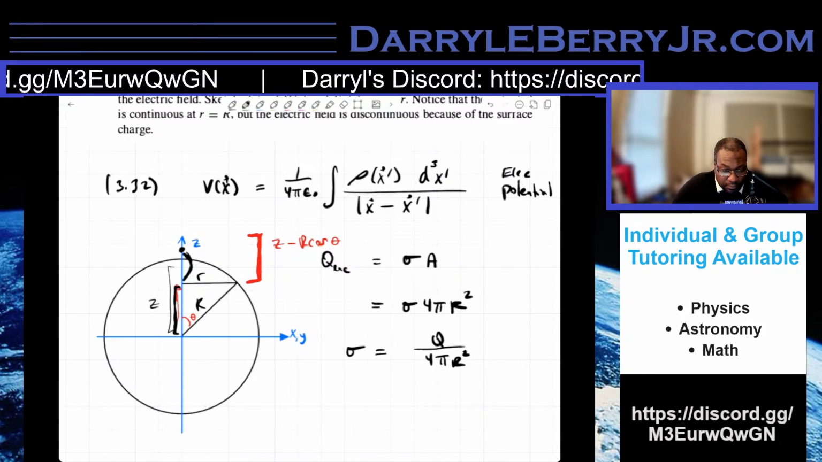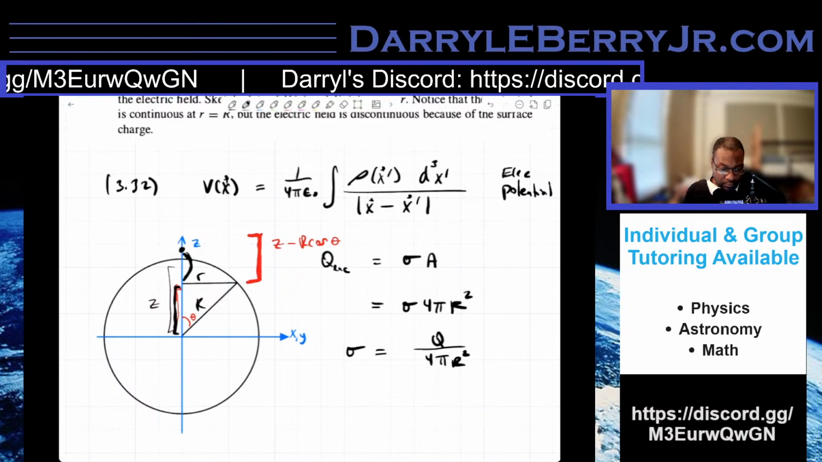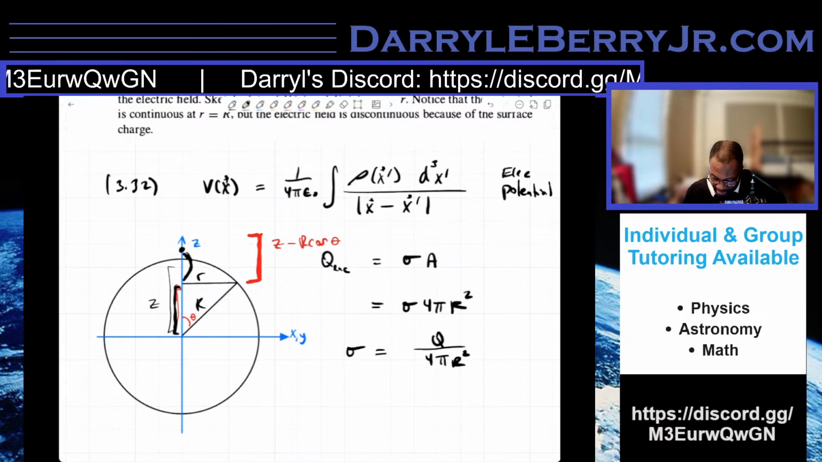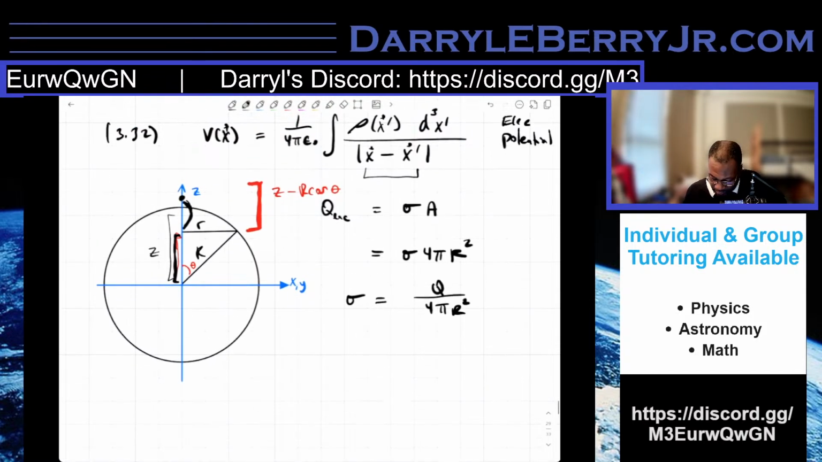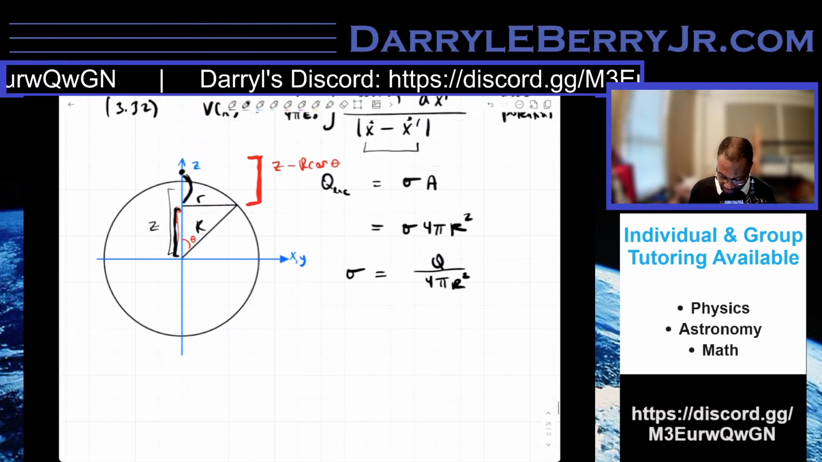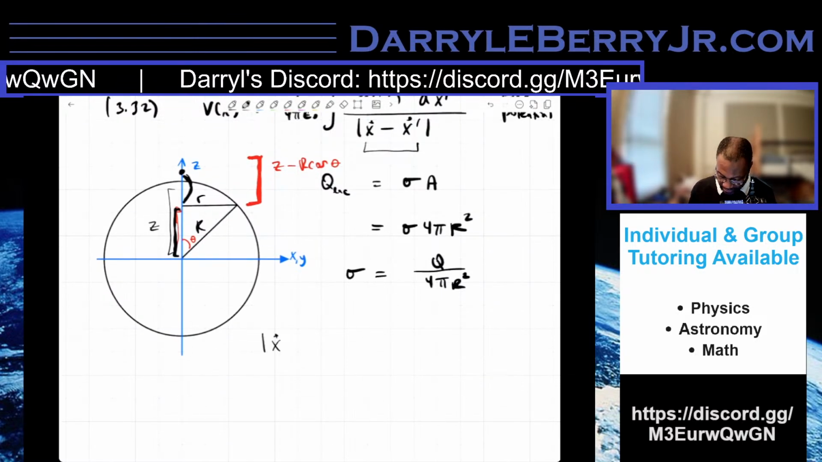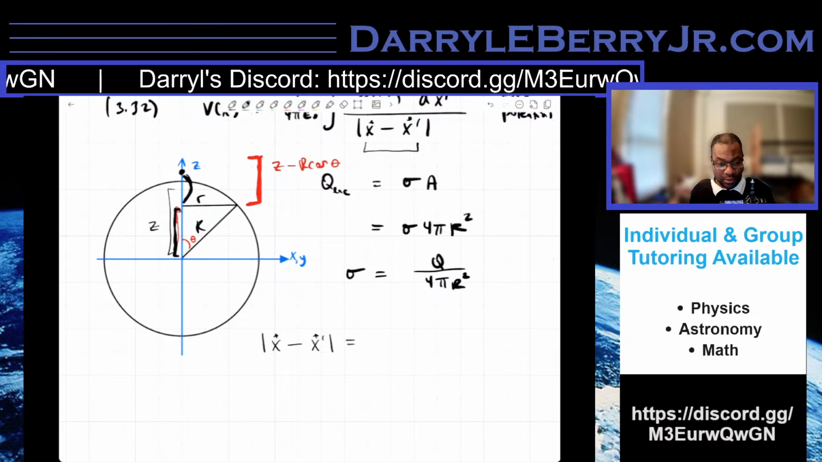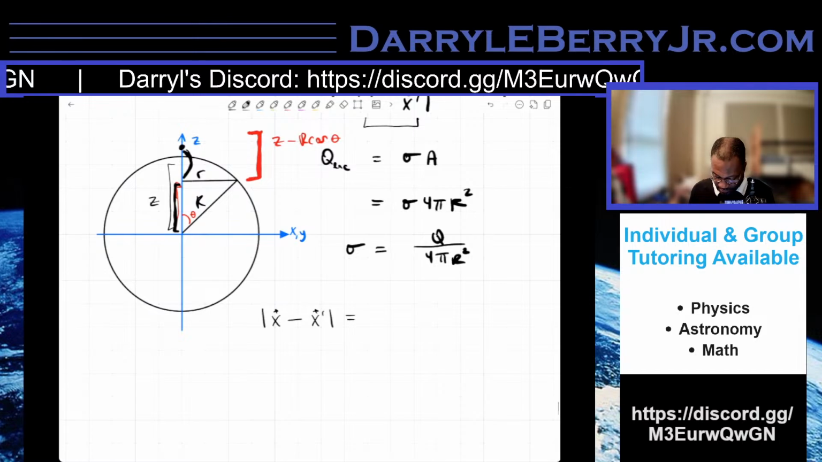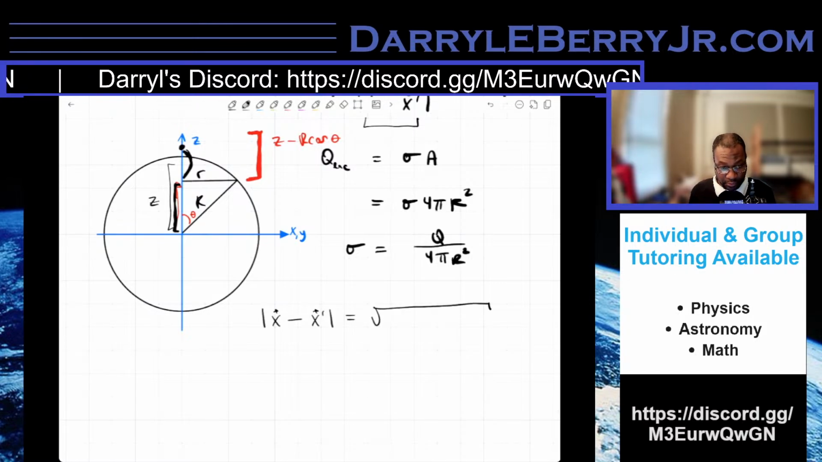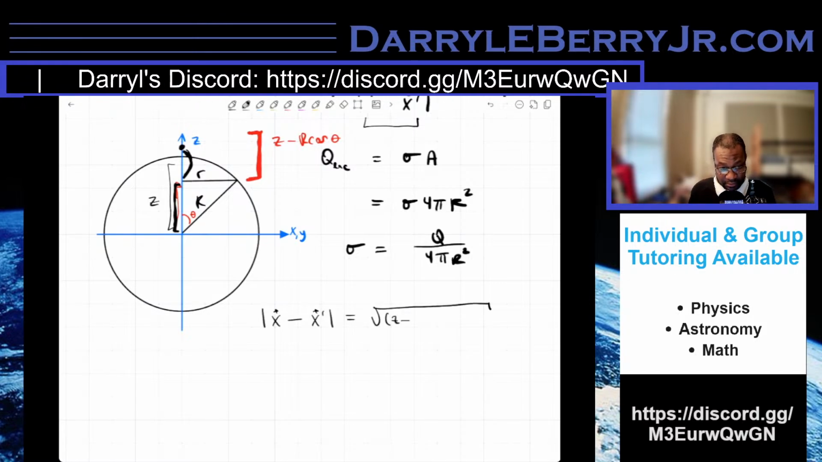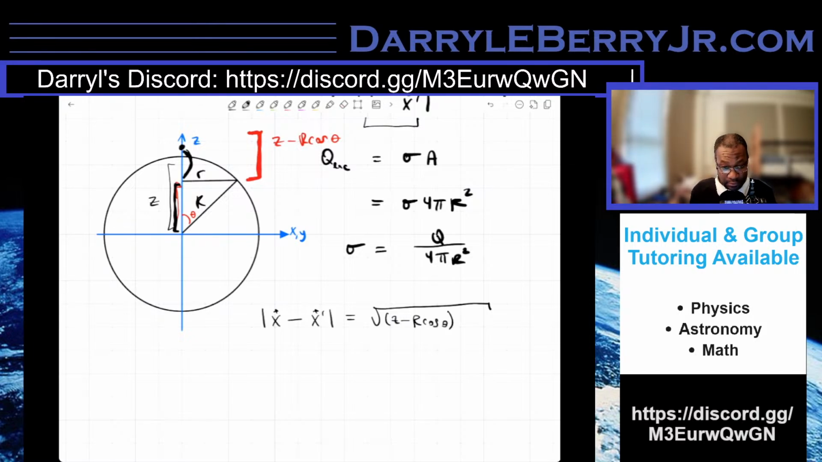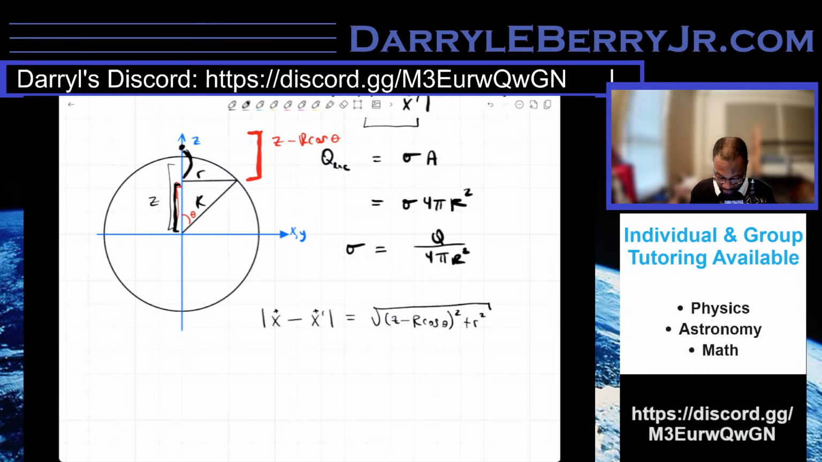So this is the magnitude of this distance. It seems like that's where they're going with that. So let's figure out what the magnitude of that is. We have the magnitude of x prime, saying this is the square root of z minus r cosine theta squared plus r squared.